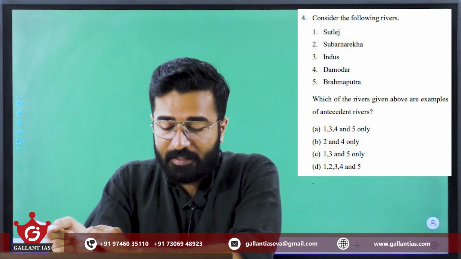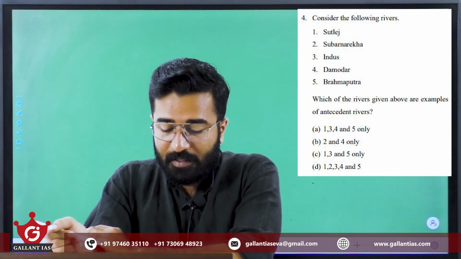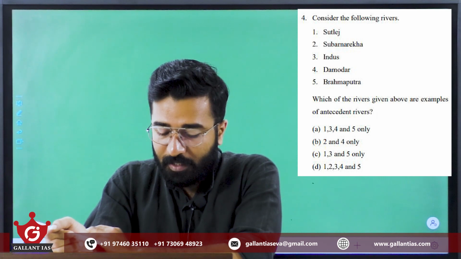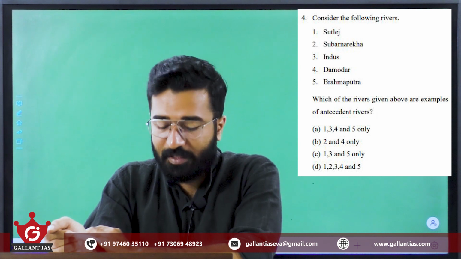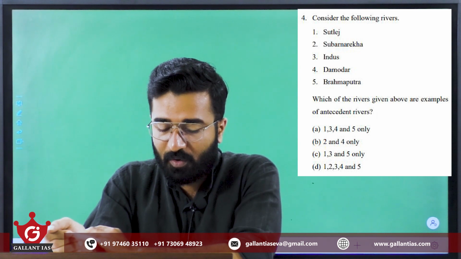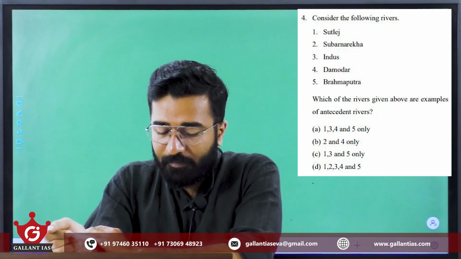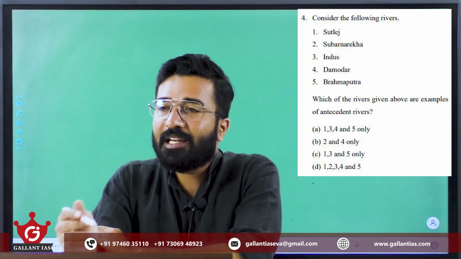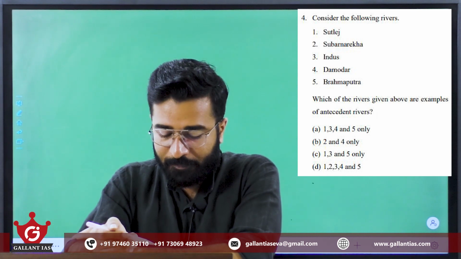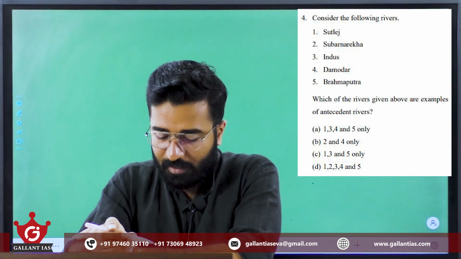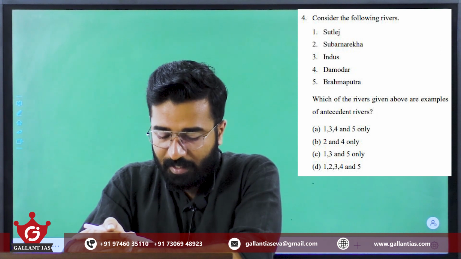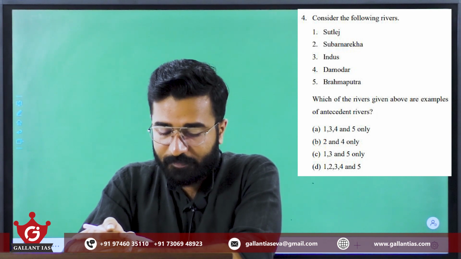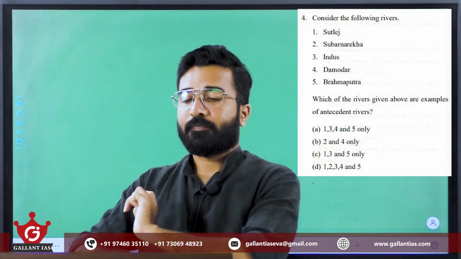Fourth question, consider the following rivers: Satluj, Subarnarekha, Indus, Damodar, Brahmaputra. Which of the following rivers given above are examples of antecedent rivers? We have seen which are the antecedent rivers and consequent rivers. So the tip we discussed was that mainly Himalayan rivers will be antecedent rivers. So if you can eliminate Subarnarekha and Damodar, 1, 3 and 5. So C is the correct answer.